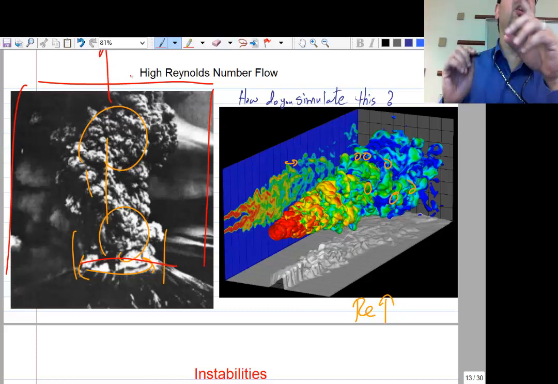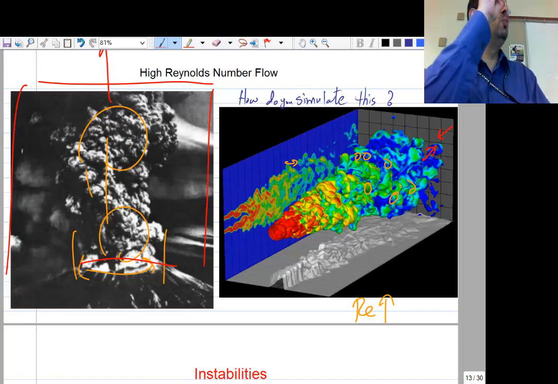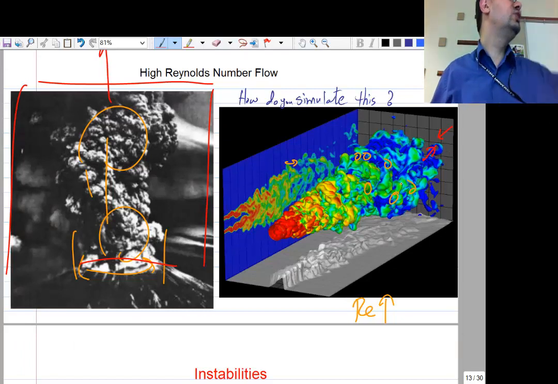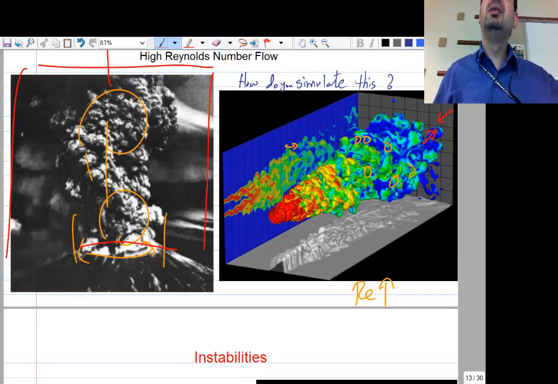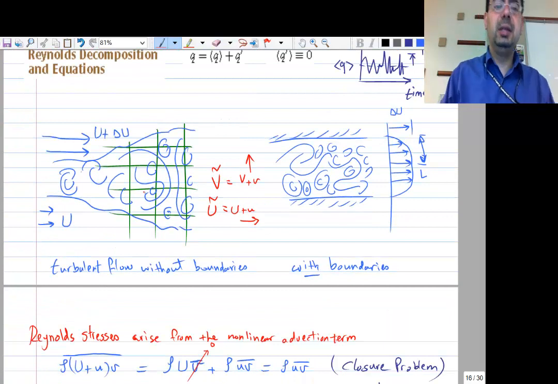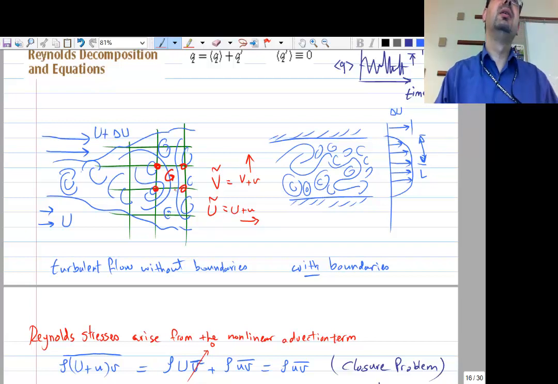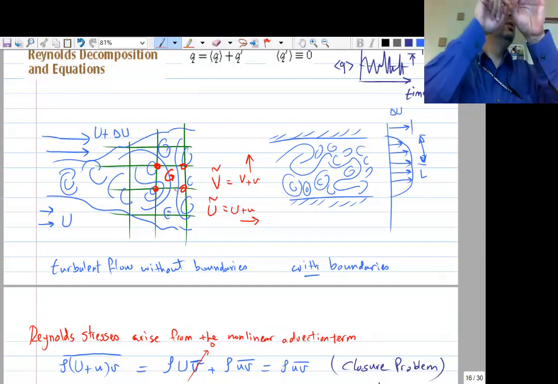The problem with the Navier-Stokes equation in solving something like this is, look at the size of those small tiny guys. They get smaller and smaller as the Reynolds number gets higher and higher. So what does this mean? It means that in order to simulate something like this, I will never capture this eddy if my grid is this big. I need a grid smaller than the smallest one of them.